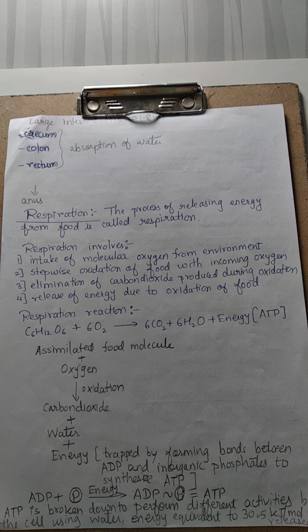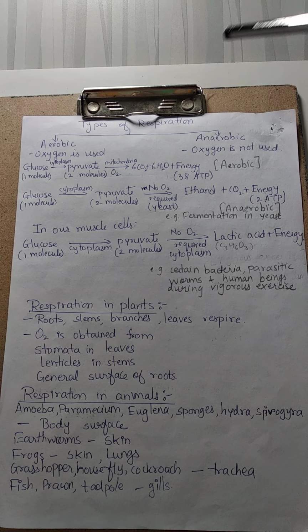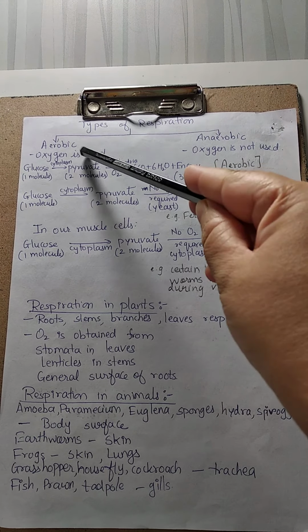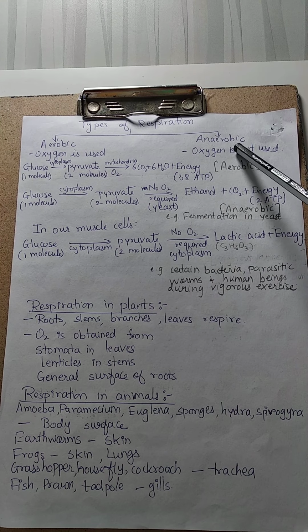called respiration, right? Now, some organisms make use of oxygen to break down food to release energy, whereas there are some organisms which do not make use of oxygen to break down food to release energy. So based on that, there are two types of respiration. Types of respiration: aerobic and anaerobic.